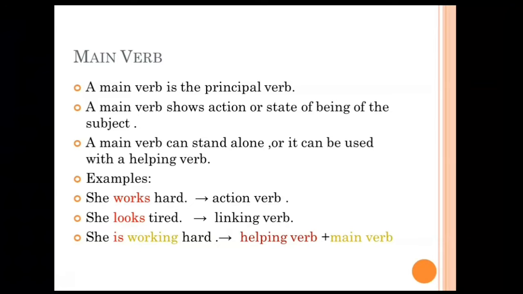Main verb فيه يجي لحاله بالجملة من دون أي مساعد. Examples: She works hard. This is an action verb, so here works is an action verb. She looks tired. Looks here is a linking verb لأنه looks جاي بمعنى as if I'm saying she is tired, so that's why I call it a linking verb. She is working hard. هون عندي helping verb plus main verb. Helping verb هو verb to be and the main verb is work plus ing.